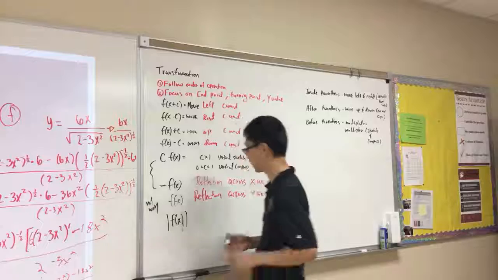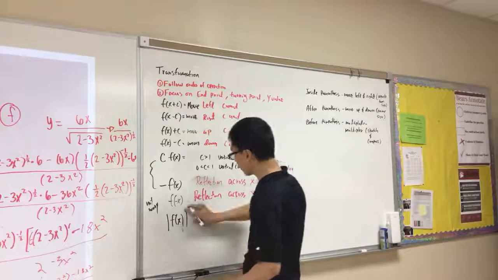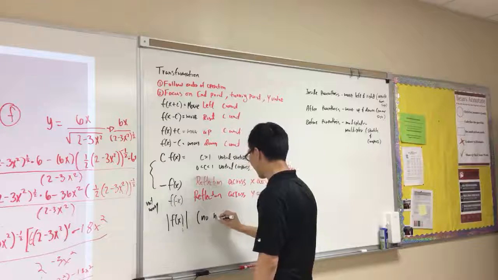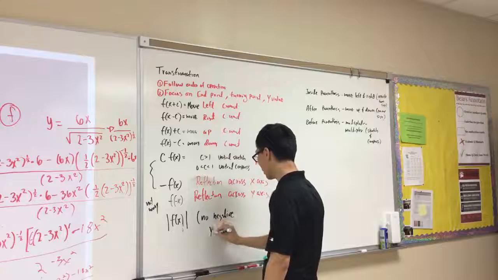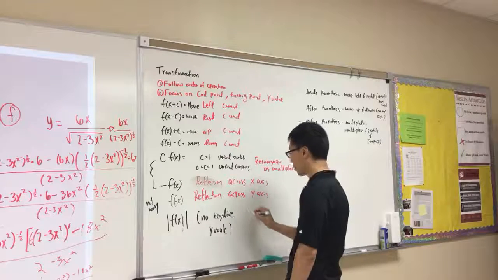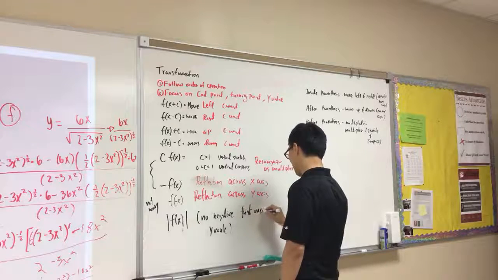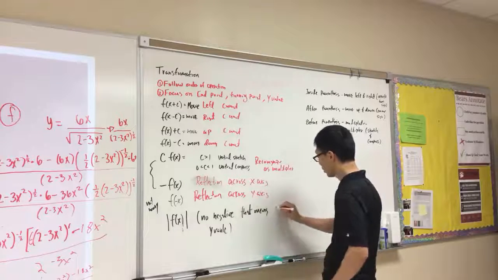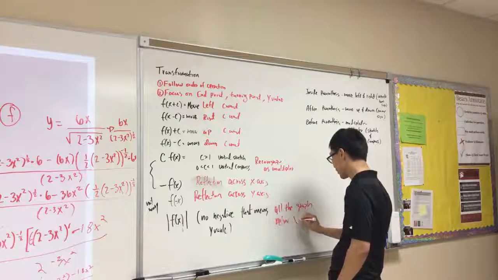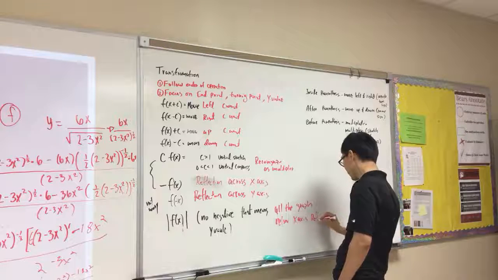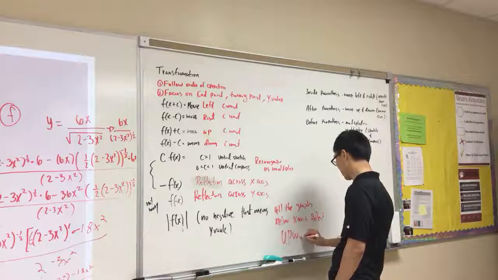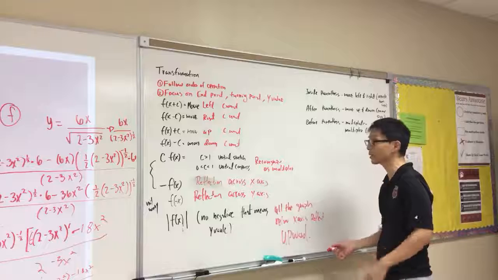This is the absolute value of f of x. What you're going to do with absolute value is that there are no negative y values. That means all the graph below the x-axis is going to reflect across, reflect upwards. Okay, so it's going to reflect upwards. We're going to talk about all this.